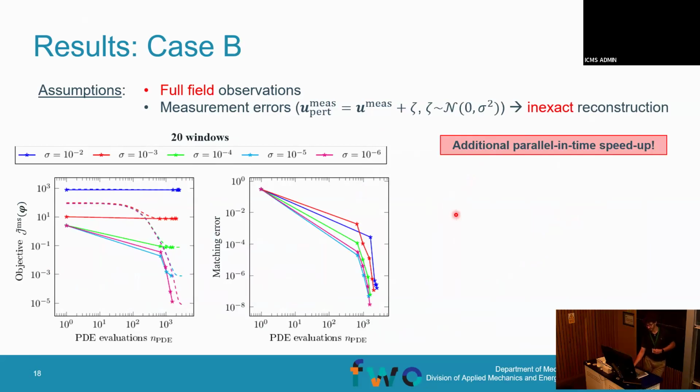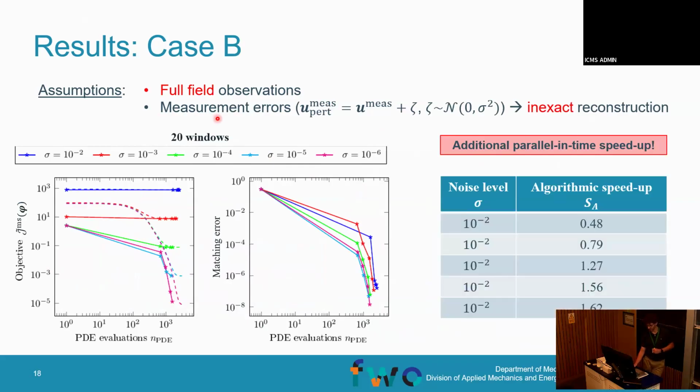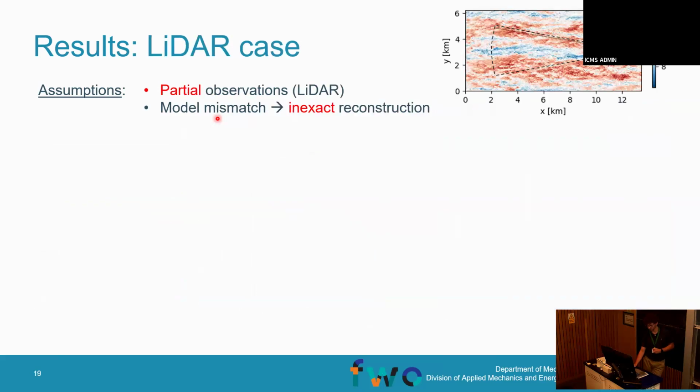Then there is a second case, case B. In the interest of time, I won't explain too much about it. It's just that we added measurement errors to see how multiple shooting performs in that case. Turns out it all worked well. So again, very nice. But again, I won't explain too much. What I do want to talk about, though, is the LiDAR case.